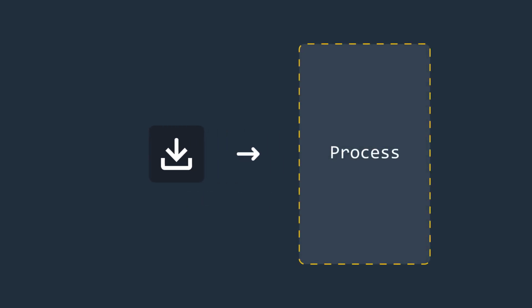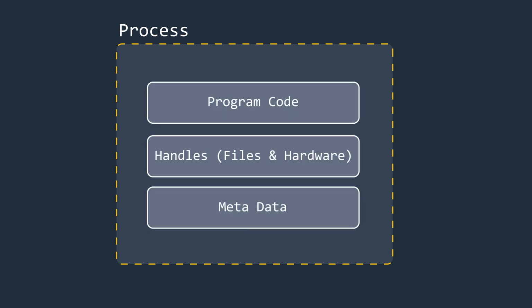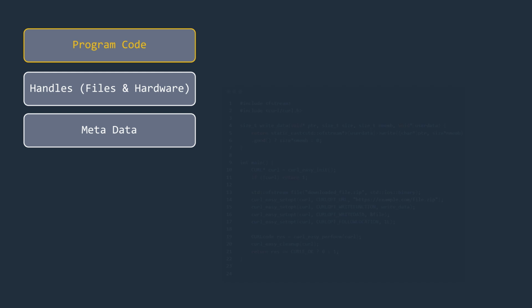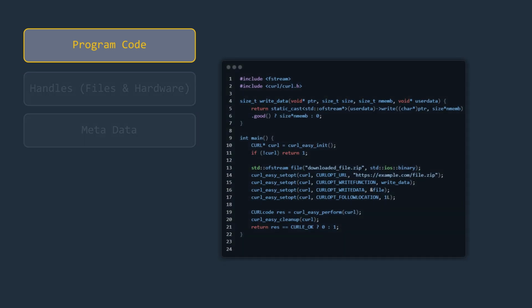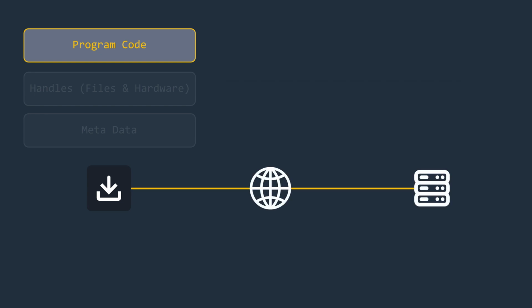Let's take, for example, a simple program that downloads a file from the internet. To run, this program must be represented as a process. The process comprises several interrelated components that allow the program to run successfully within the computer system. The program code. This is the set of instructions that the CPU executes. In the example of downloading a file, the program code contains the logic required to establish a network connection, request the file from a server, and write the received data to storage.